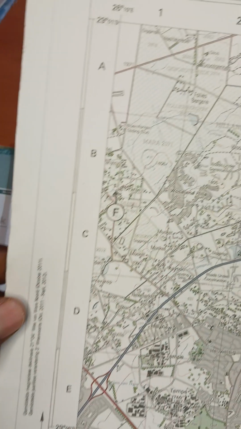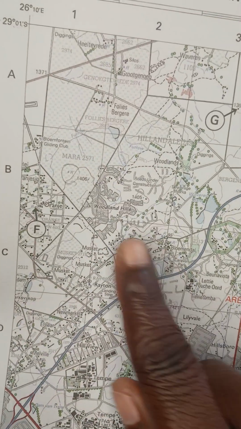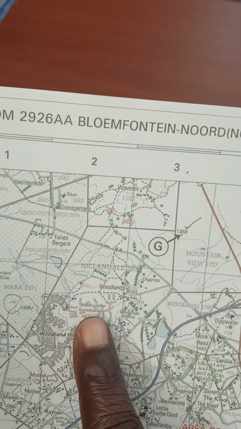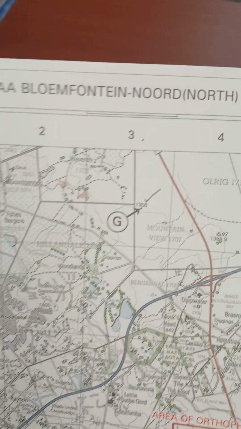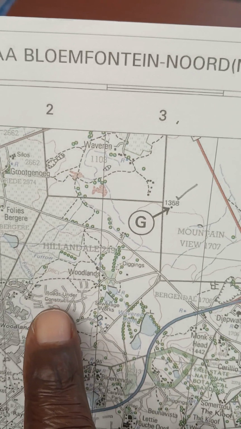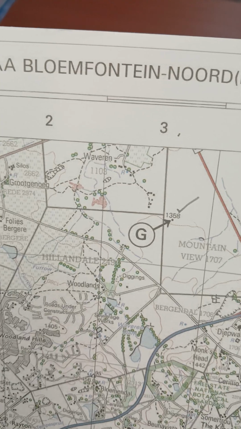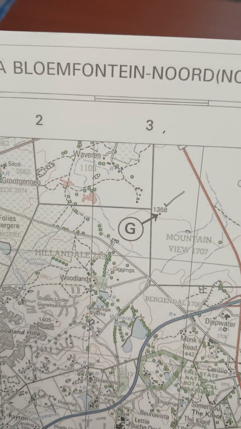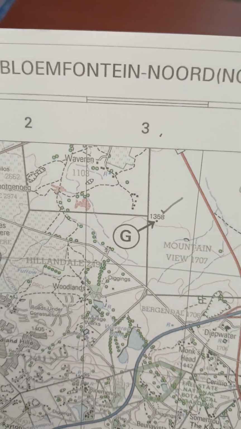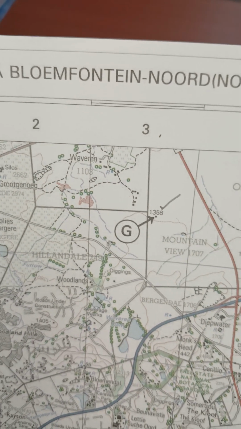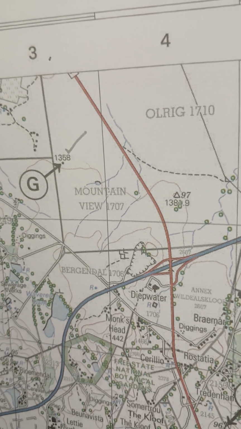So you've got your B2. This is your B2 here. That's where your B2 is. So what evidence is there that suggests that the suburb is still undergoing development? You can see here it's written, road under construction. It's on the map, B2, road under construction. So that's one piece of evidence that tells us that the suburb is still undergoing development.